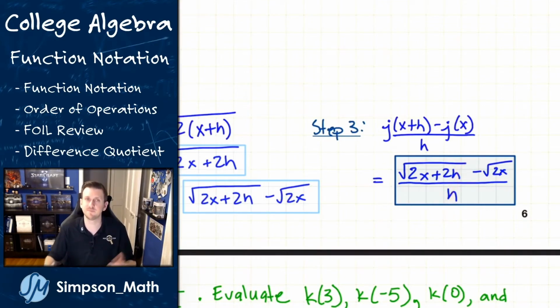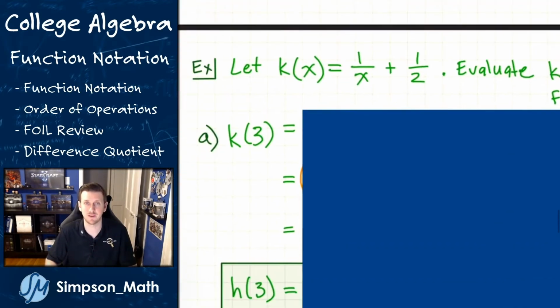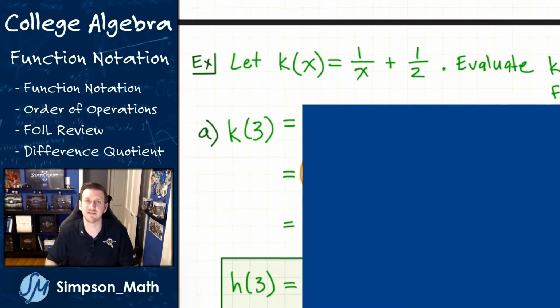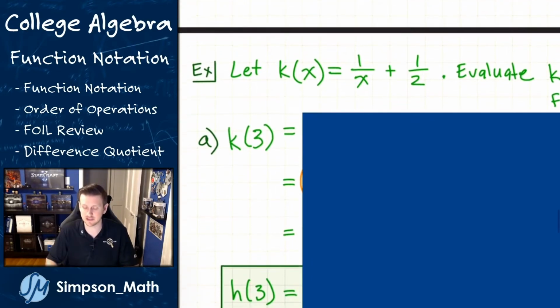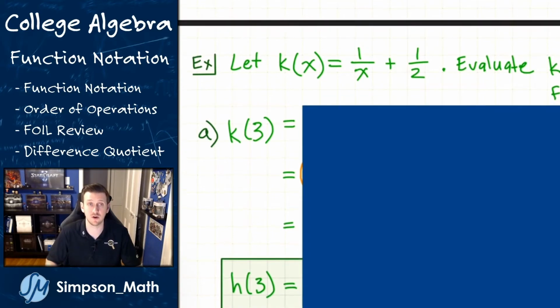The h's will reduce. But especially with square roots, that's not really going to happen, right? Let's move on and take a look at k of x. So k of x is 1 over x, so my x is in the denominator, and then we're going to add a half. I'd like for you to go ahead and try this one on your own first.